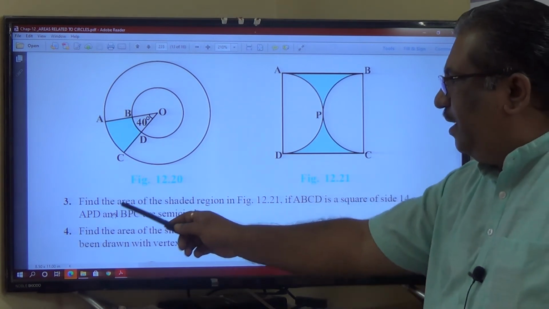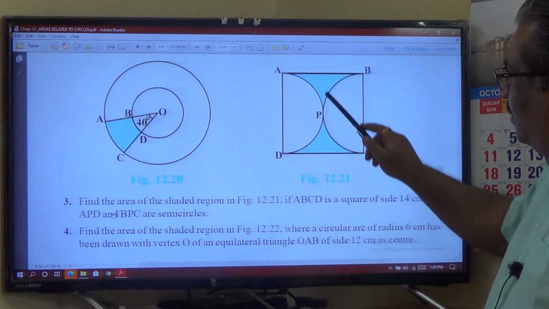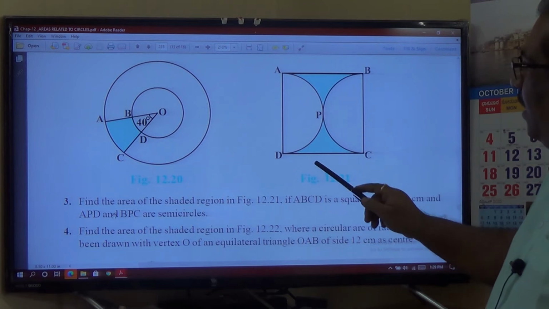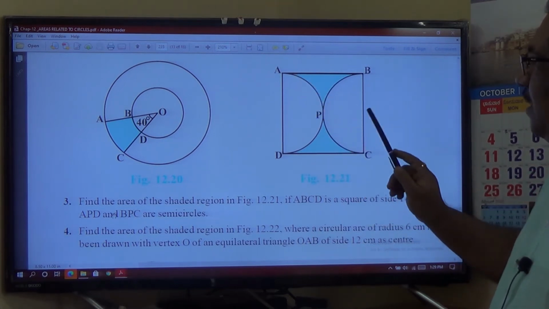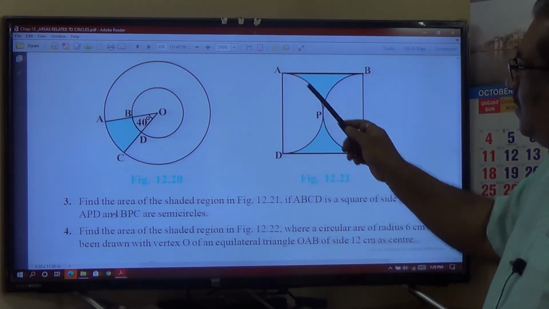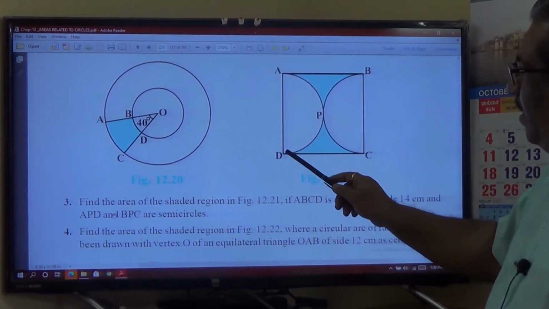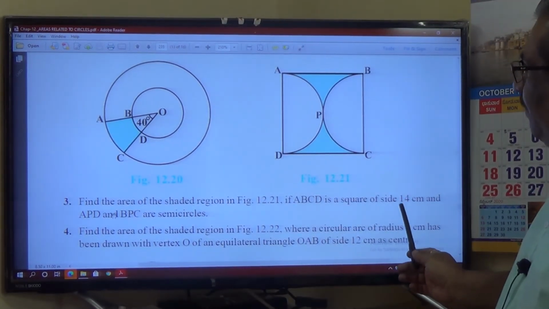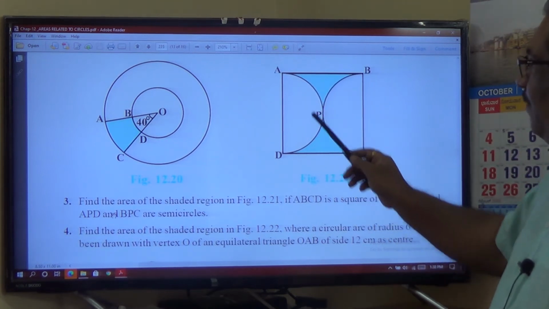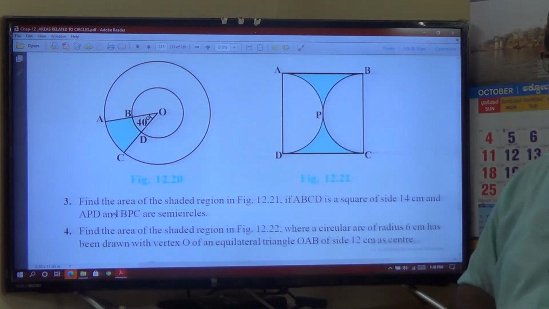We need to find out the area of the shaded region, this and this. So the area of this shaded region is equal to the area of the square of side 14 centimeter minus 2 times the area of these semicircles. What is the radius of this semicircle? If this is a semicircle, then AD is the diameter, which is equal to the side, 14 centimeter. So 7 centimeter is the radius of this semicircle. Let us solve this.